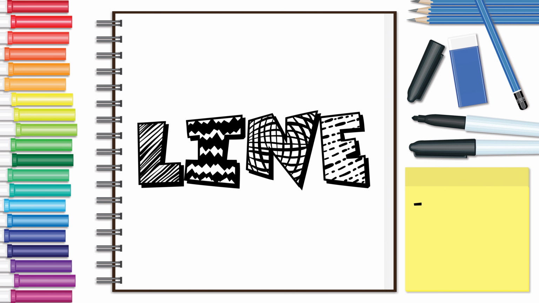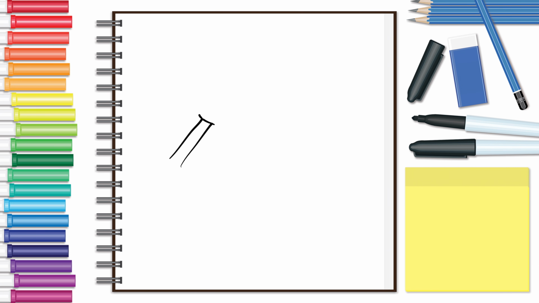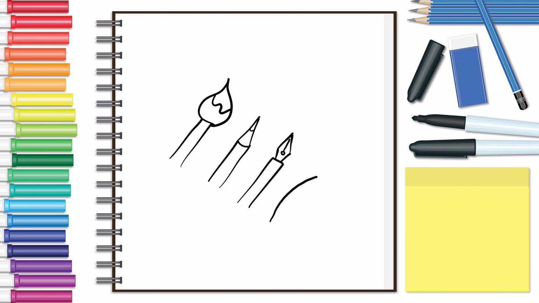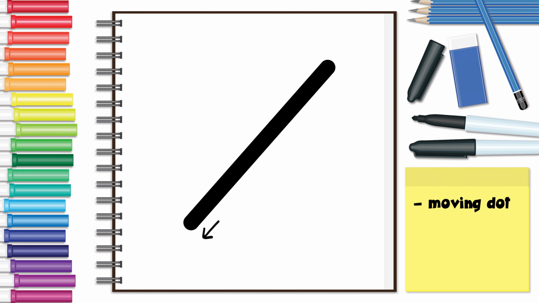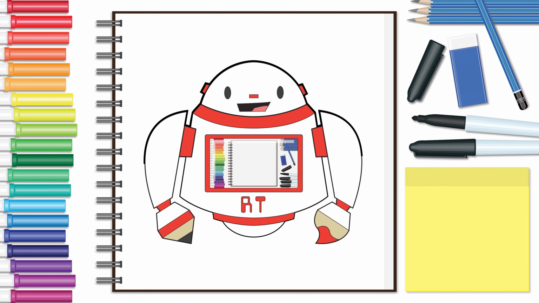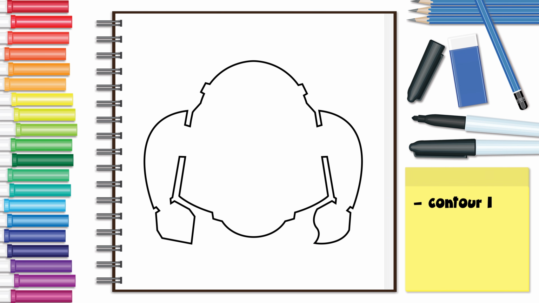A line is a mark made by a pointed tool. This could be a brush, pencil, pen, or even your finger. It is best described as a moving dot. It has length and width, but the length is much greater than the width. If I move this dot all the way around this picture of me, I have created an outline, also known as a contour line.